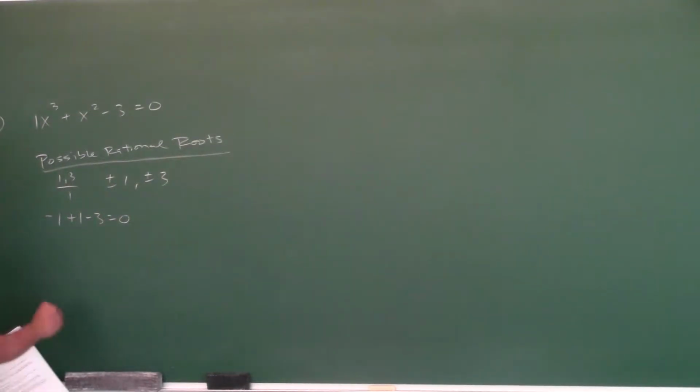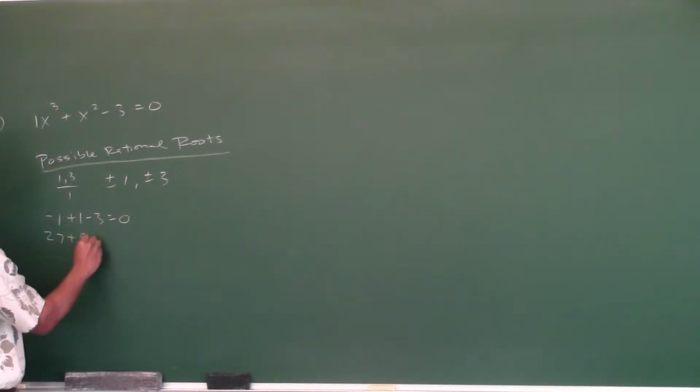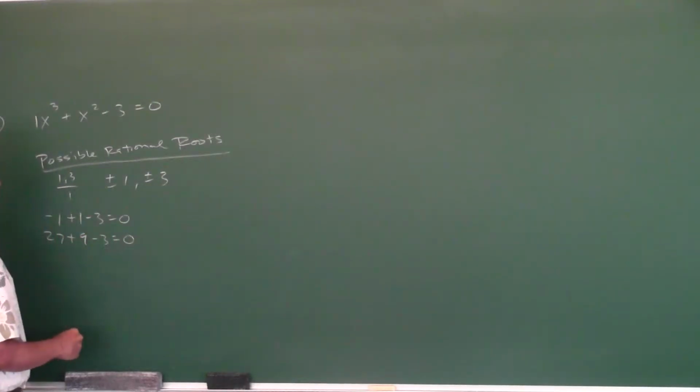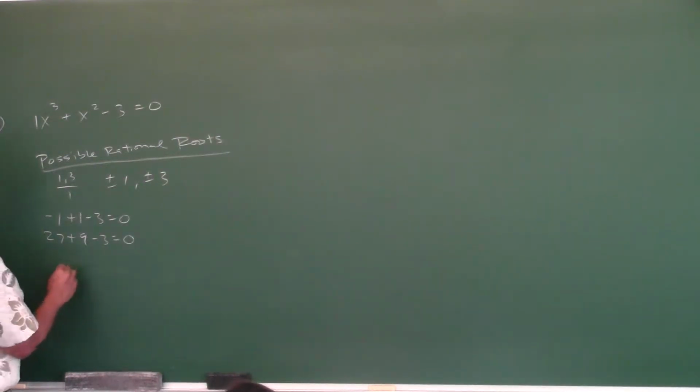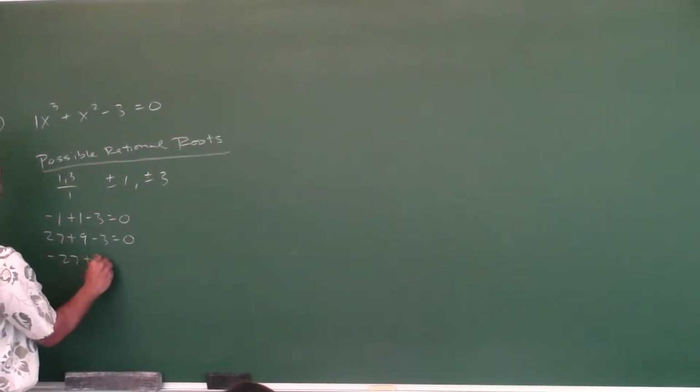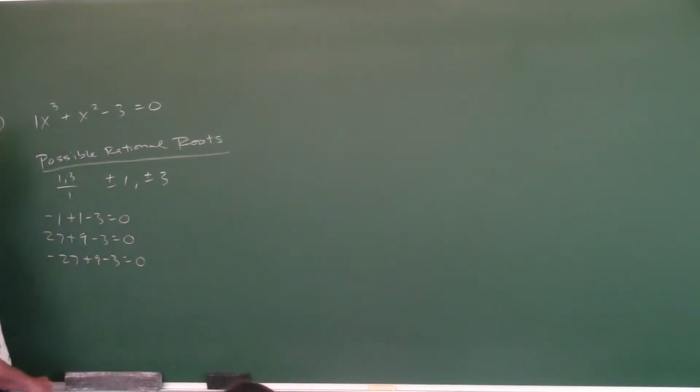No. What about 3? 27 plus 9 minus 3 equals 0? Wait, let me get my calculator. Are you serious? What about negative 27 plus 9 minus 3? Is that equal to 0? No. In fact, maybe I better put the 1 here because someone will be going, what?